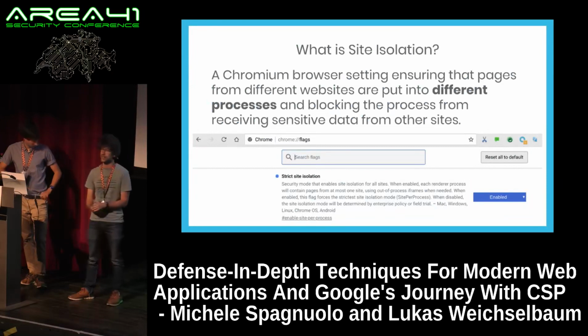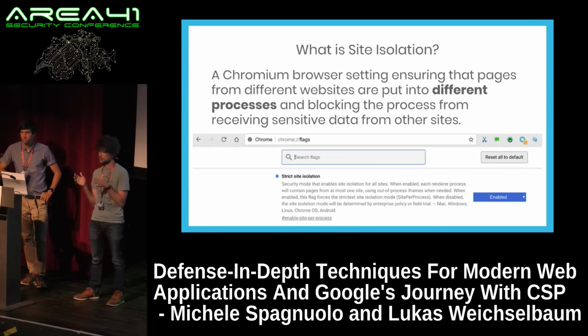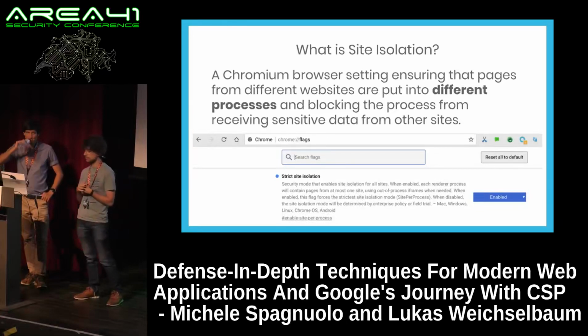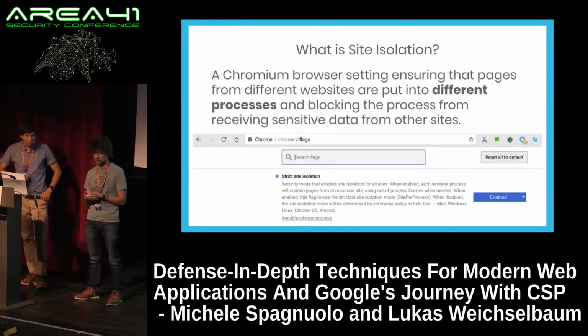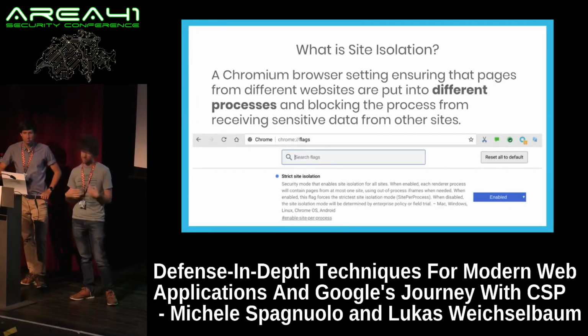So site isolation is not something you can put in a header. It's actually a browser setting in Chromium. It ensures that pages from different websites are put into different processes in a strict way. This basically increases security, but also adds some checks blocking the processes from receiving sensitive data from other sites. Without going too much into details, this has been particularly reprioritized.